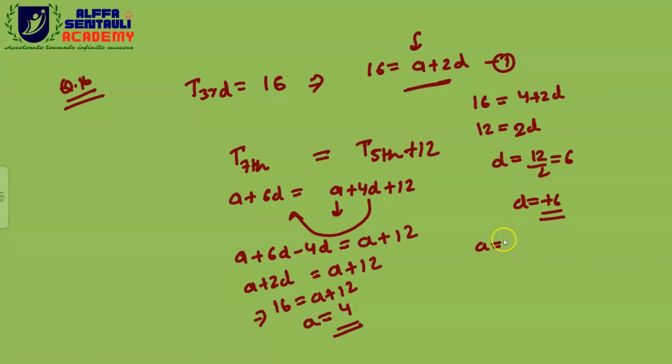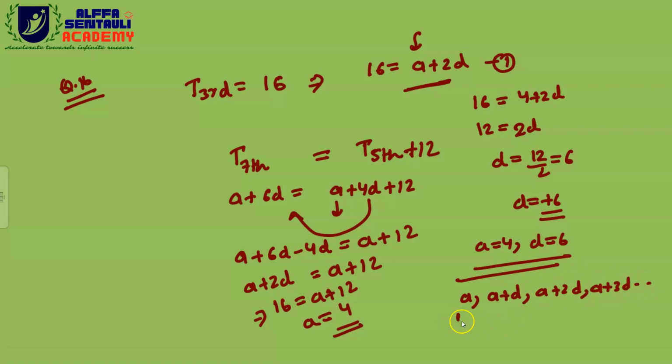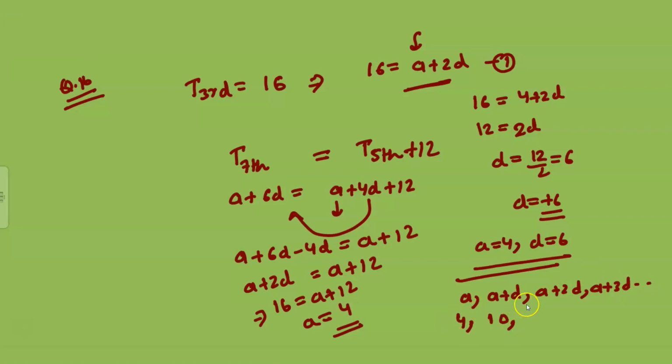Now you know the value of a, you know the value of the common difference. Can you guess the AP? The AP will be what? a, then a plus d, a plus 2d, a plus 3d, as it is. So this will be 4, then 4 plus 6 is 10, then 4 plus 12, which is 16. The third term is already given, 16, and so on. This will be your AP answer. Yes. Got it? Yes, got it.